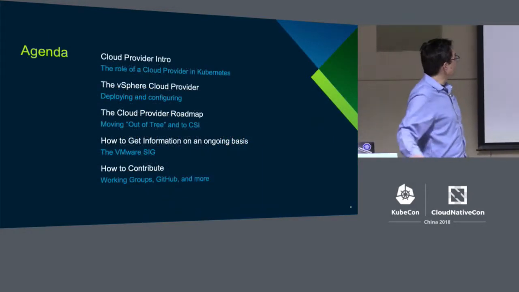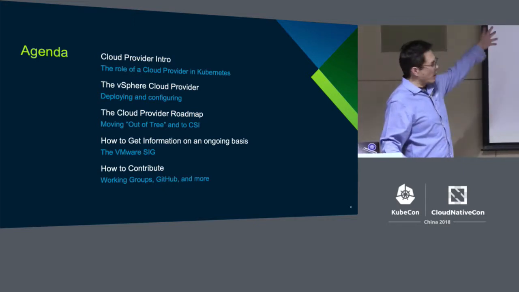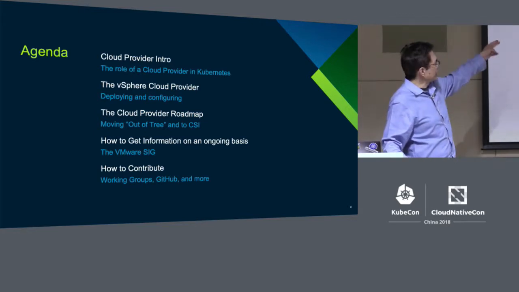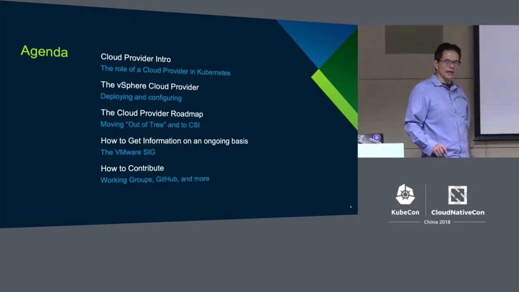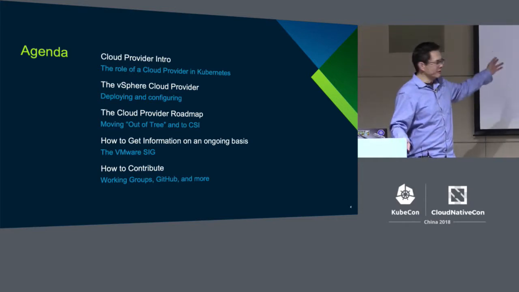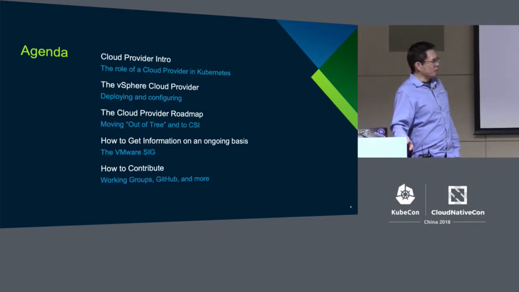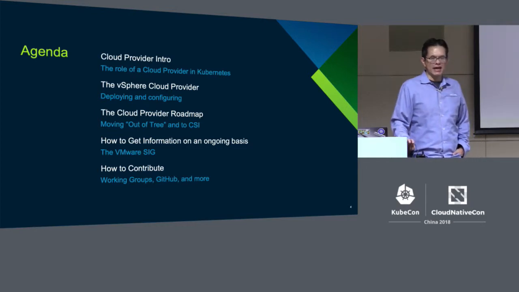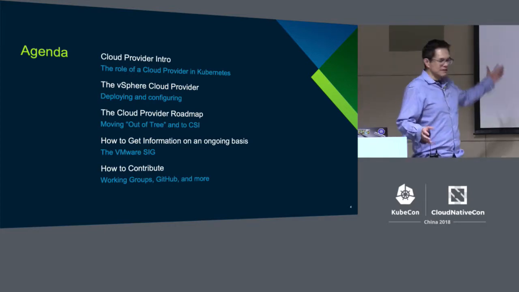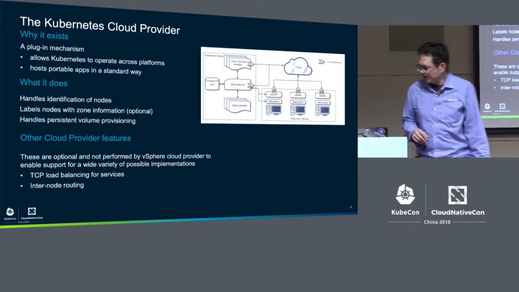The agenda: we're going to get into a cloud provider intro, just what it is and why it exists in Kubernetes. Then particulars of the vSphere cloud provider. It's currently, like most cloud providers, implemented in what's called an in-tree form. We'll explain that later, moving to out-of-tree. Then we'll wrap up with some information on how to get involved with the VMware SIG, which, if you're running Kubernetes on top of vSphere, you should get involved with. It's a great forum for getting support, sharing information with other users, and even communicating to the developers what features you'd like to have implemented in the future. So that'll be it. Fabio, I'll let you take over from here for a while.